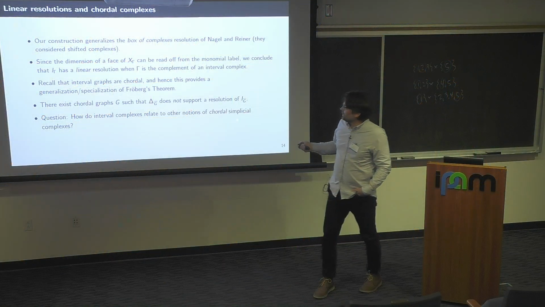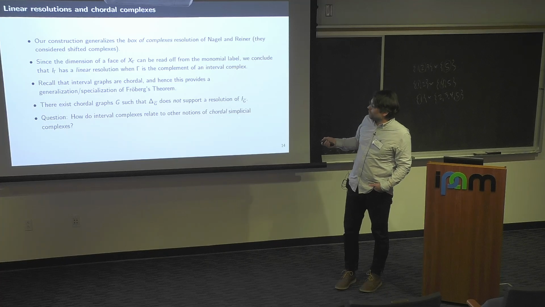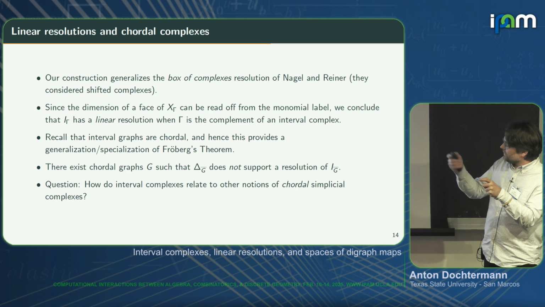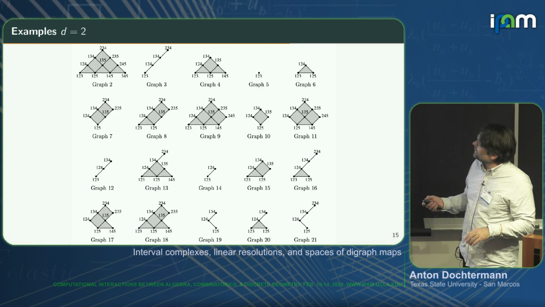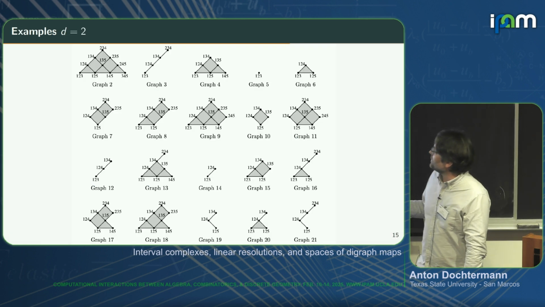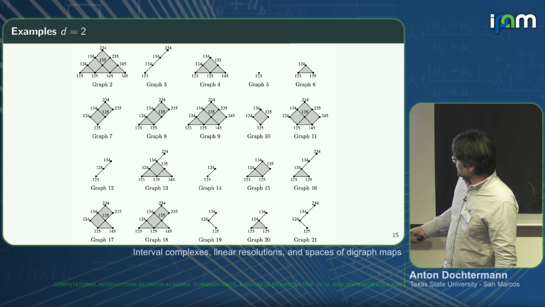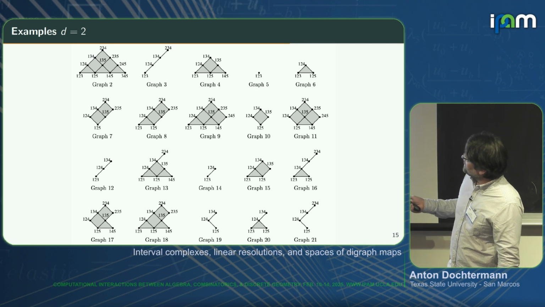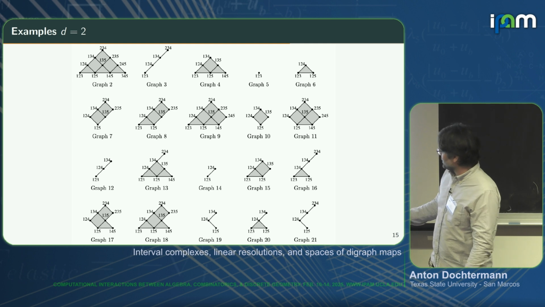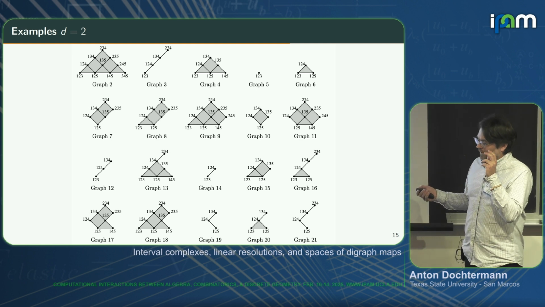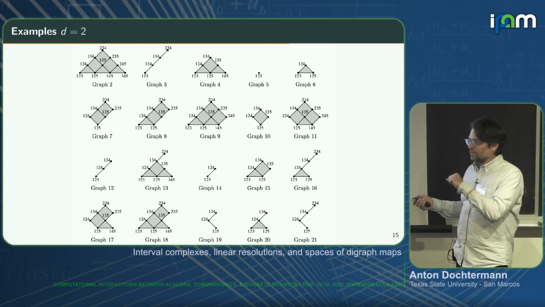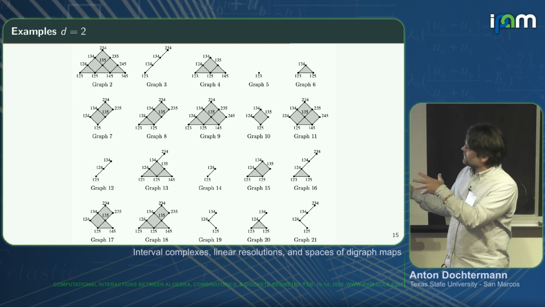Here's a question for maybe some people who think about chordal simplicial complexes, at least a couple of people in the audience. How do these complexes relate to these various notions of chordal complexes that we've seen in the literature? Maybe I'll just leave it there. There's more to say there. Here's a picture from our old paper. It actually keeps going, but I chopped it off. There are actually 26 examples, but these are all of the complements of interval two-dimensional complexes with their resolutions.